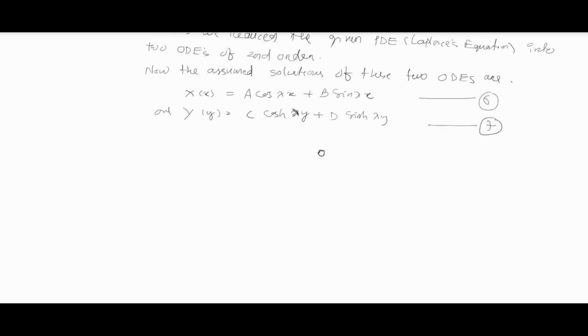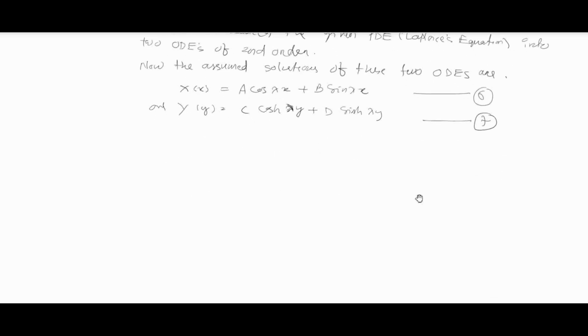Now we got X and Y here. Let us now apply the first boundary condition. What is the first boundary condition? The first condition of the first boundary condition is, when x is equal to 0, T is 0. That is the first one.